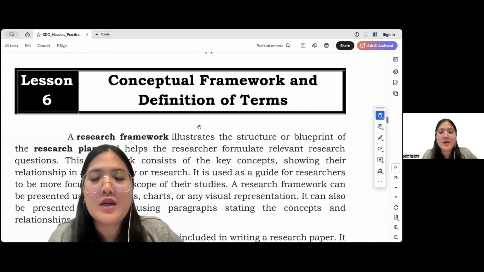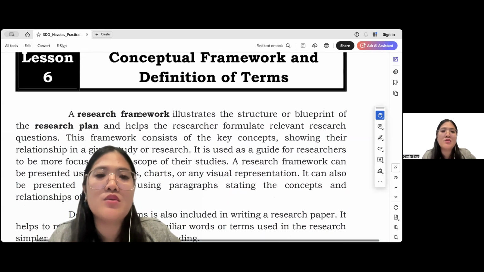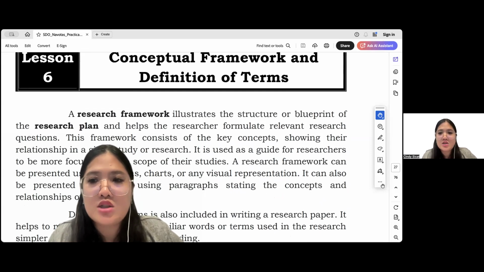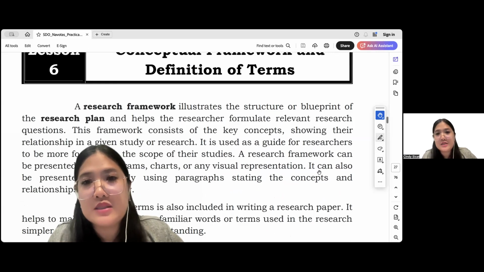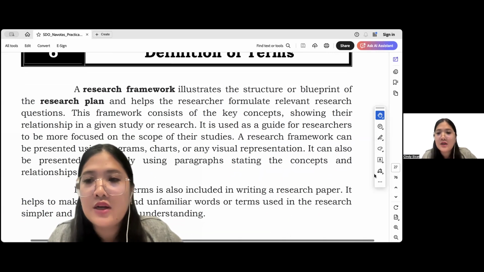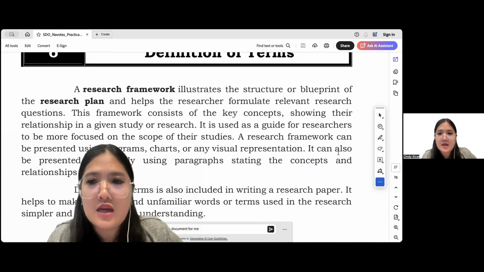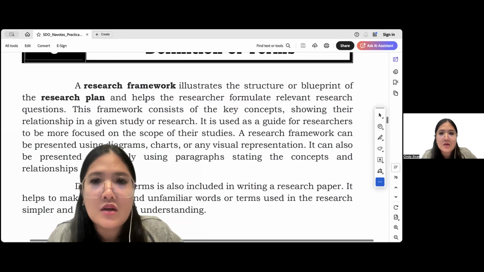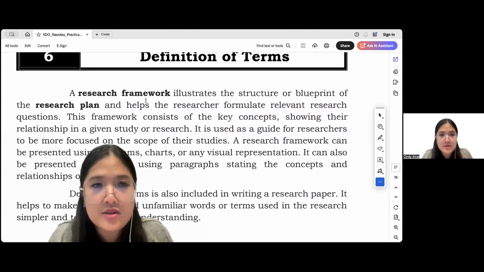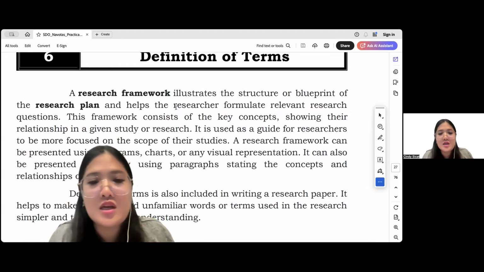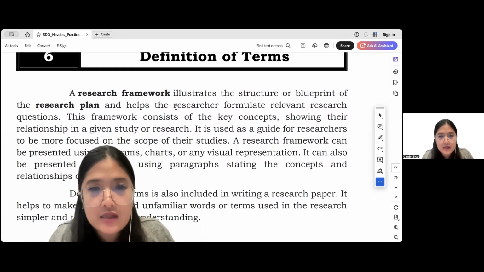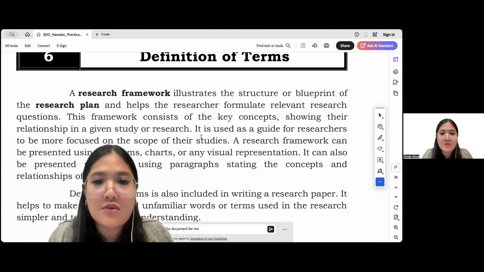For conceptual framework and definition of terms, let's begin with the idea of a research framework. A research framework would serve as your blueprint. It would serve as your structure for your research plan. In this case, it would help you navigate through your research study as you formulate relevant research questions and as you try to write and compose different parts of your paper.